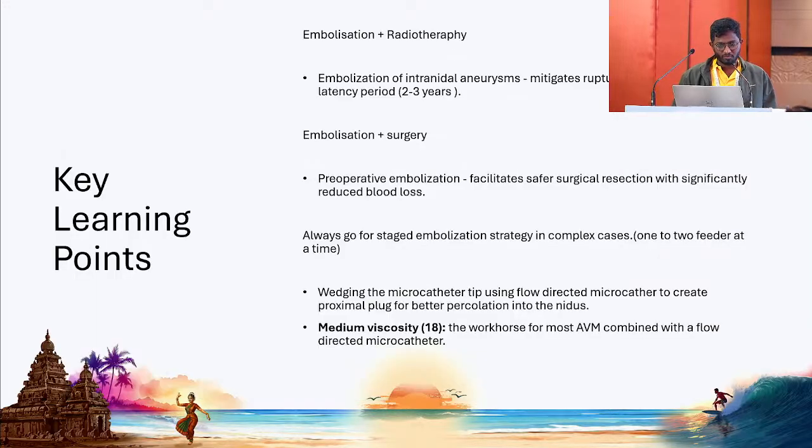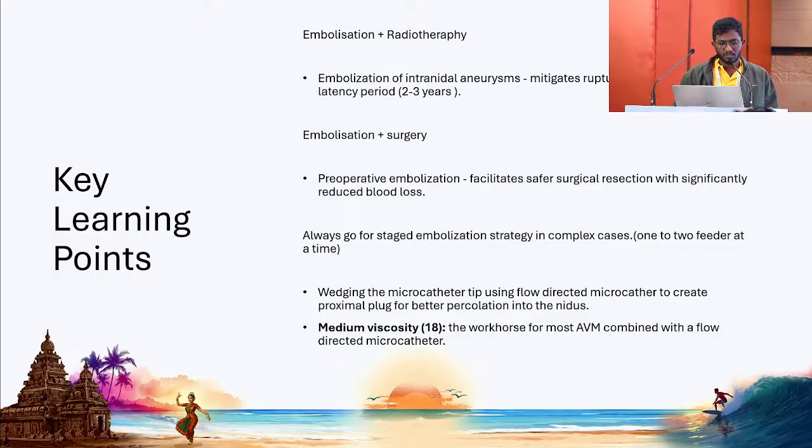So the key learning points: embolization can be a standalone treatment. It can also be used with radiotherapy and surgery. Usually radiotherapy takes 2 to 3 years to work. If the AVM has a high risk of rupture, then we should advise embolization. For surgery also, embolization helps, and the surgeon can visualize the AVM separately.